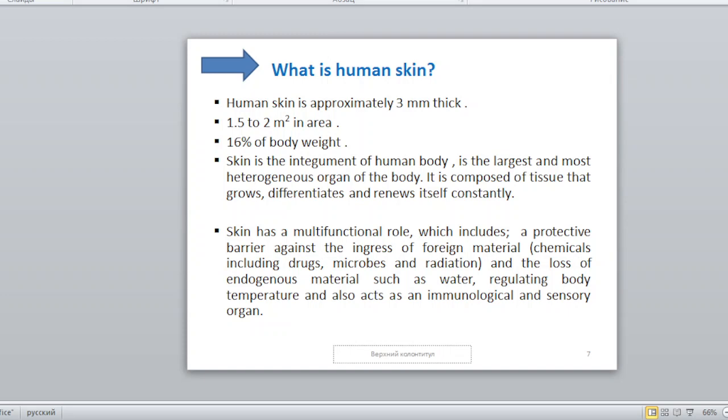Skin has a multifunctional role, which includes a protective barrier against the ingress of foreign material, chemicals including drugs, microbes and radiation, and the loss of endogenous material, such as water, regulating body temperature, and also acts as an immunological and sensory organ.